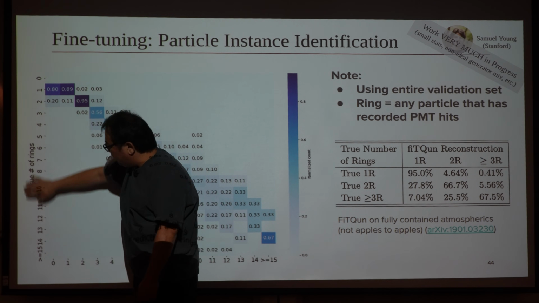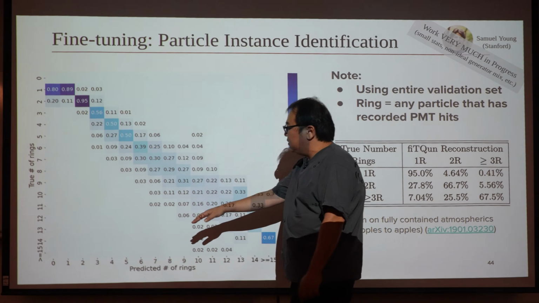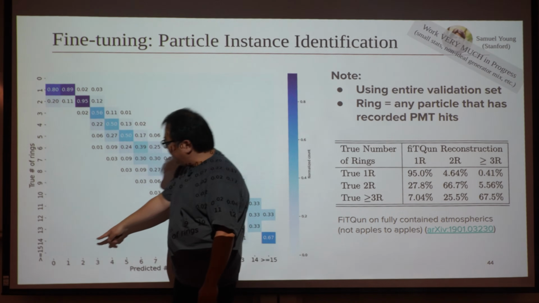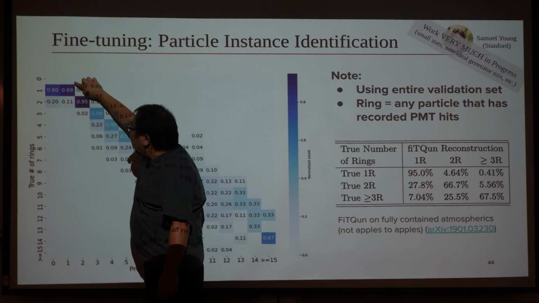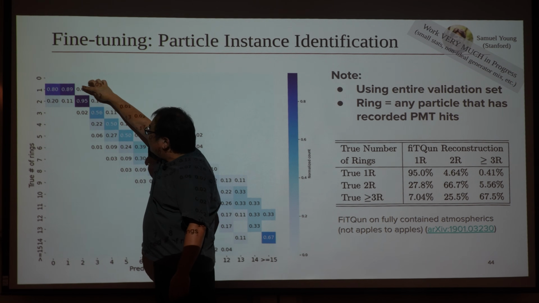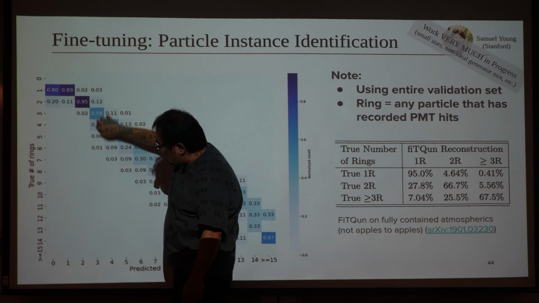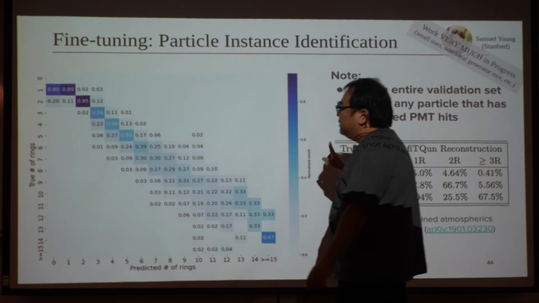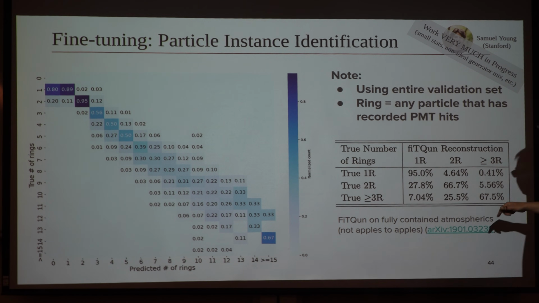The true number of rings is shown on the vertical axis, and the reconstructed number of rings on the x-axis. So for one-ring events, about 90% are correctly recognized, then 95%, and then 56%. So for three rings, it is not better than this, but two-ring analysis can do much better. This is super preliminary, right?